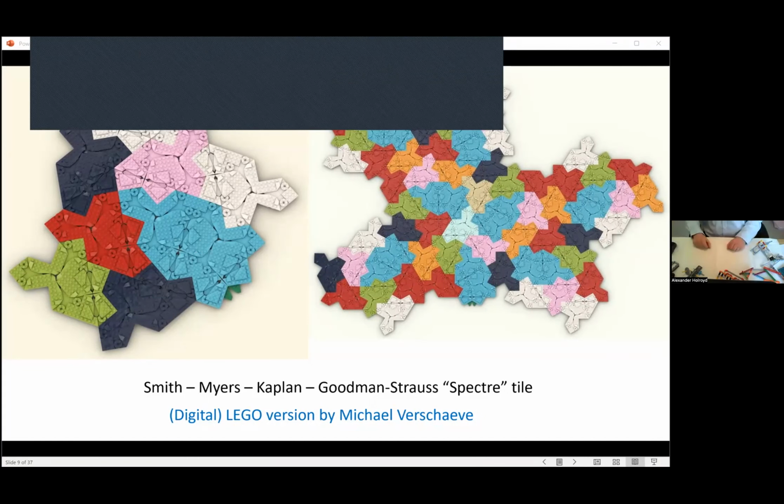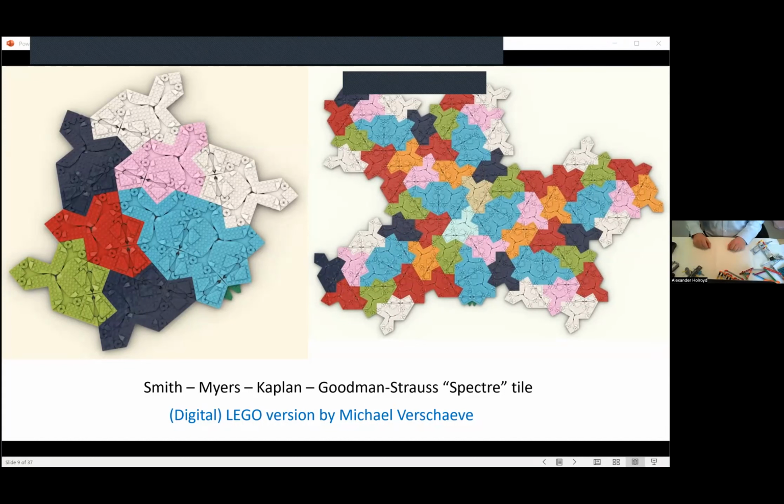So here's another static sculpture. This is something that a lot of people will recognize. This is the latest miracle from Smith, Myers, Kaplan, and Goodman-Strauss. This is an aperiodic monotile that doesn't require reflections. And this is a Lego version of it, produced by this gentleman, Michael Verschave. I'm not sure how you pronounce it. And this is actually a digital build, produced using CAD software, but you could make it in real life. And I think he's made a few of them. It would be very expensive to make a piece as big as this.